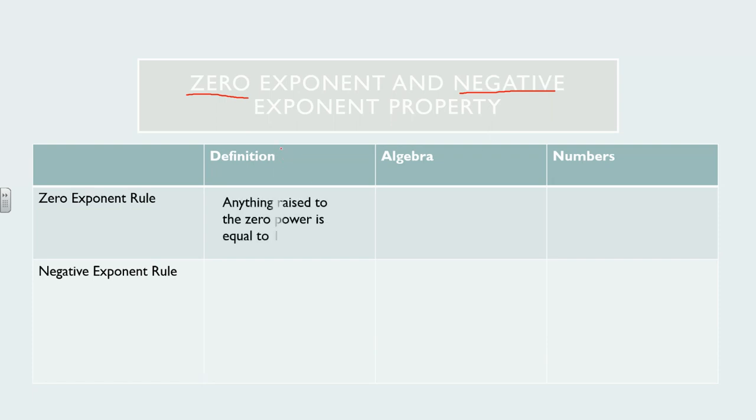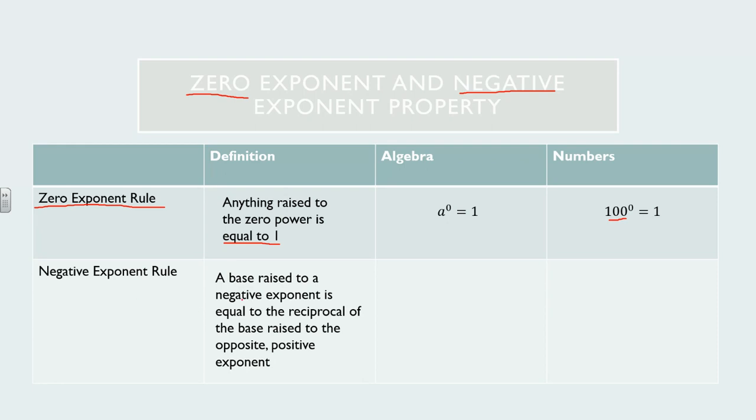As far as the zero exponent rule, anything raised to the 0 power is going to be equal to 1. So for example, a to the 0 power is equal to 1, right? I can take anything to the 0 power, and at the end of the day, it's going to be equal to 1. For example, I've got 100 taken to the 0 power. That would end up being 1 as an answer.